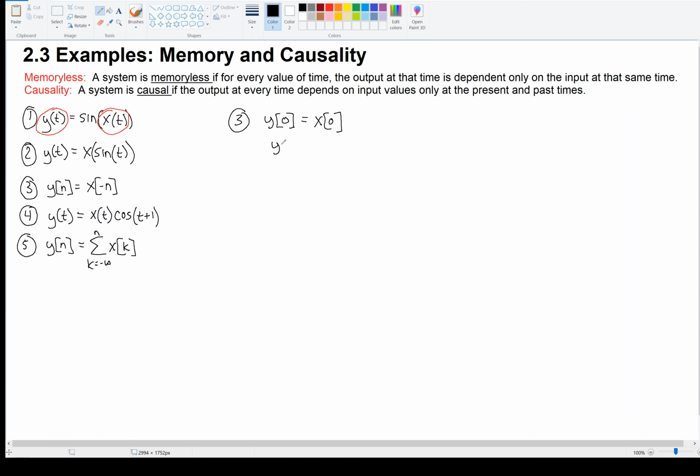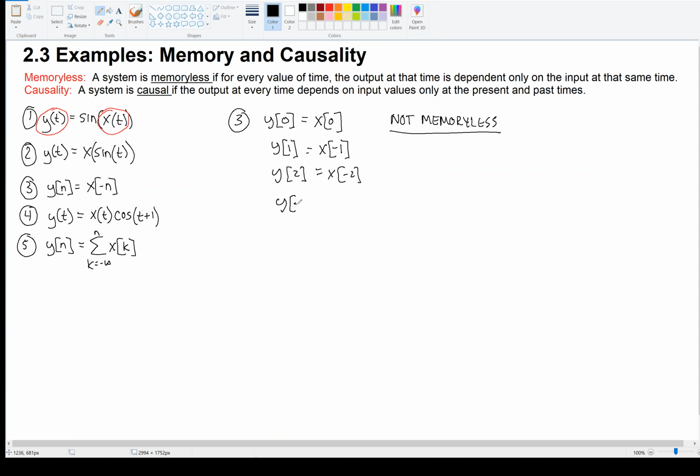However, if I plug in n equals 1, I need x of minus 1, something that happened in the past. So this is not memoryless. But it appears as though it's causal, right? If I plug in y of 2, I need something that happened in the past. To get the output at 2, I need the input at minus 2. To get the output at 1, I need the input at minus 1. So we're tempted to say it's causal, except, remember, if I can just find one counterexample.